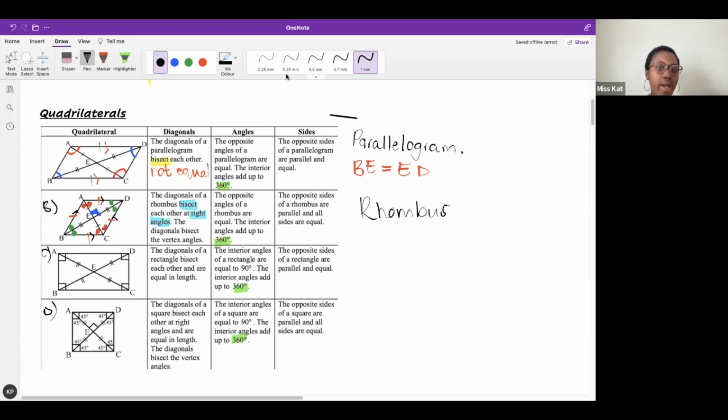Before I go on to a rectangle and square, are we all good with the properties of a parallelogram and a rhombus? Now is the time, now is a check-in point. How are we feeling about the properties? Thumbs up, thumbs down. For all of those who are new, when I say thumbs up, thumbs down, go to reactions and press thumbs up or thumbs down.